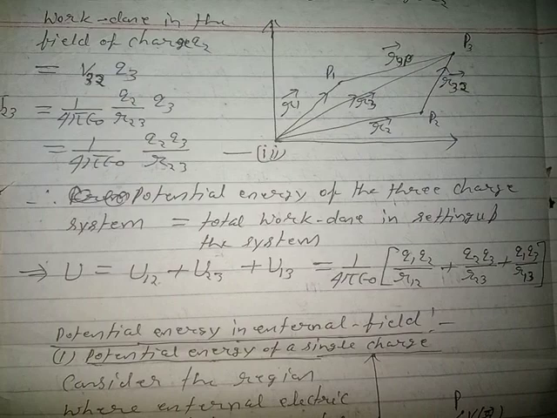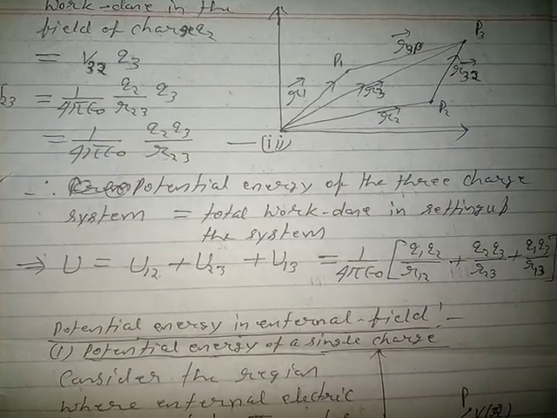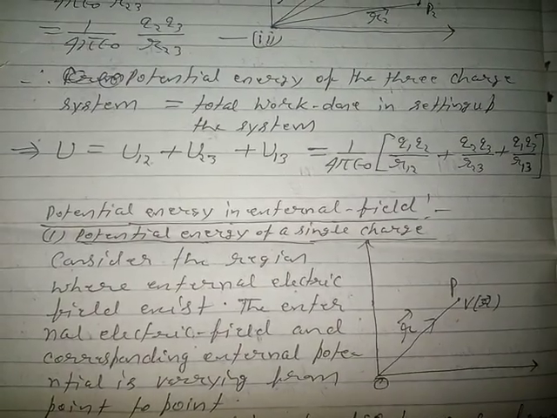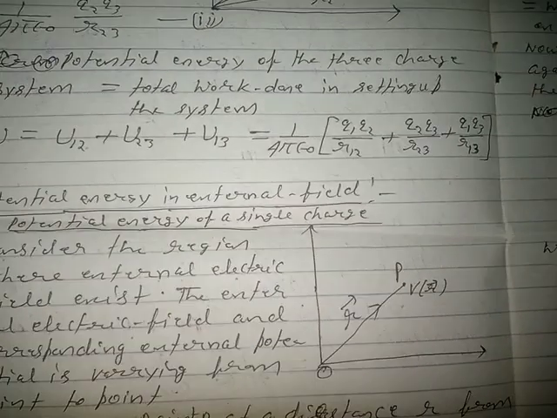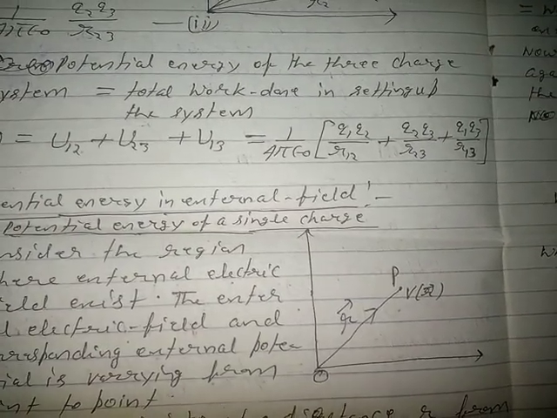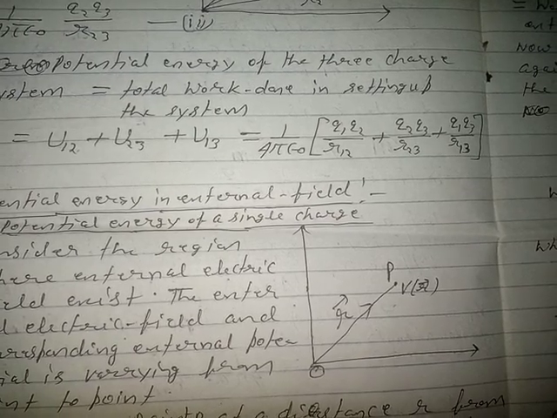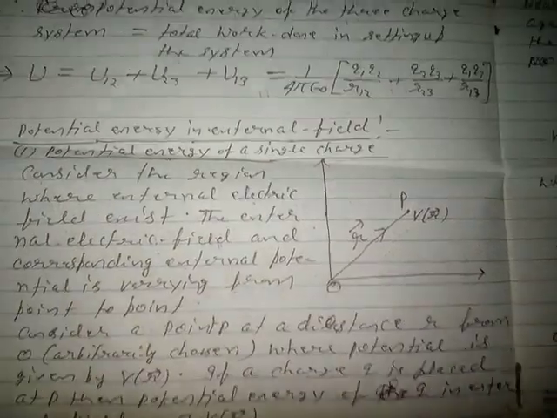Hence, the potential energy of the three charge system equals the total work done in setting up the system. This implies U equals U12 plus U23 plus U13, which equals 1 by 4 pi epsilon naught times the bracket Q1 Q2 by R12 plus Q2 Q3 by R23 plus Q1 Q3 by R13.